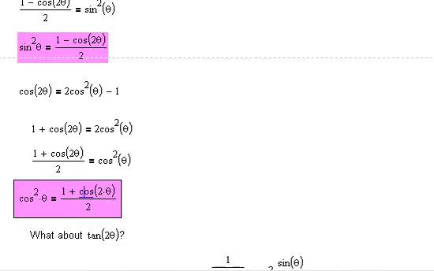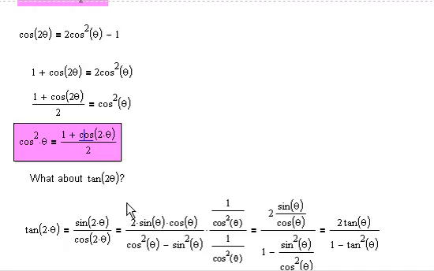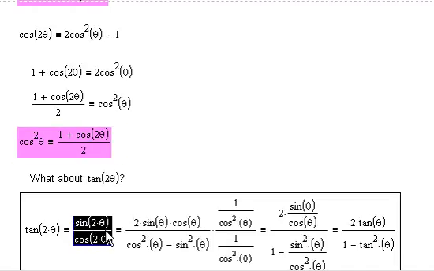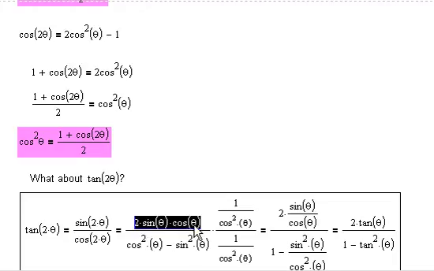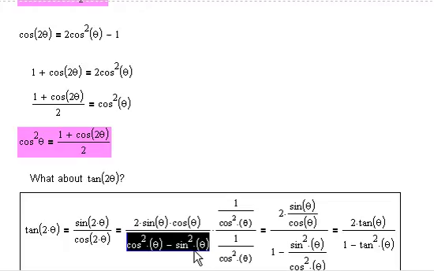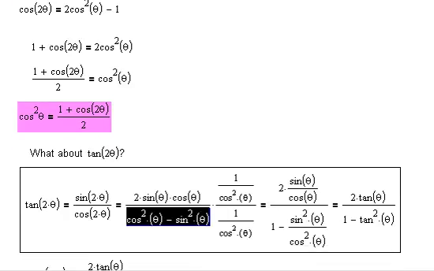Regarding tangent 2 theta, of course, it goes without saying that's sine of 2 theta over cosine of 2 theta. And sine of 2 theta is 2 sine theta cosine theta. Cosine 2 theta, one of the ways we've worked that out is to say that's cosine squared theta minus sine squared theta. This is only one of two possible ways to work this out, I should mention.